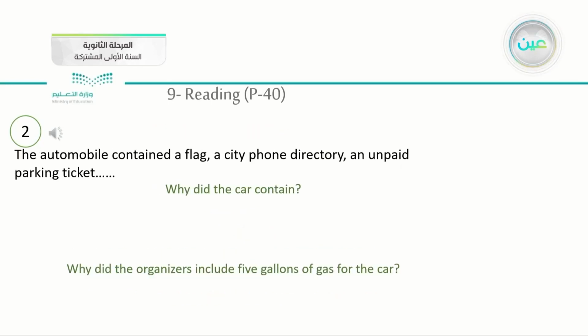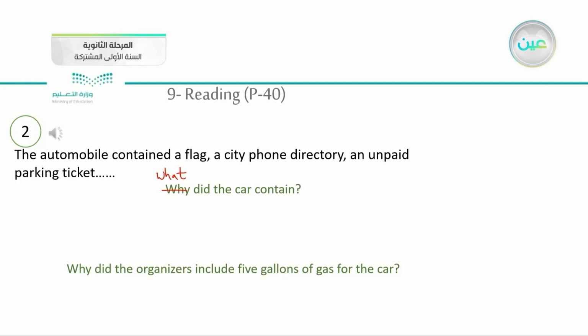So let's continue with the second paragraph. What did the car contain? What are the items within the car? And also, why did the organizers include 5 gallons of gas for the car? Is it just for fun? No, there was a specific reason. Let's listen and you will tell.